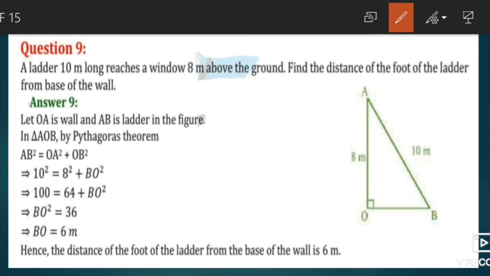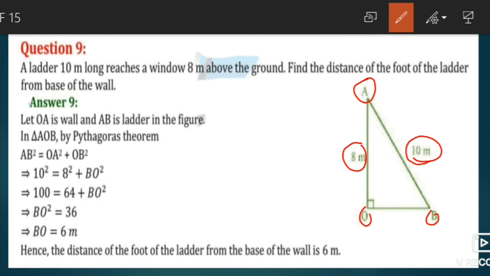Find the distance of the foot of the ladder from the base of the wall. This is a very easy question. Here in the picture, AB is the ladder, and OA is the distance of the window above the ground. Given that the length of the ladder is 10 meters, that is AB is 10 meters, and the distance of the window above the ground is 8 meters, that is OA is equal to 8 meters.